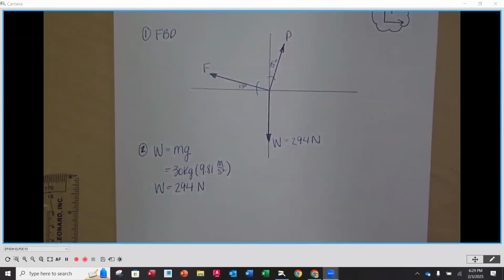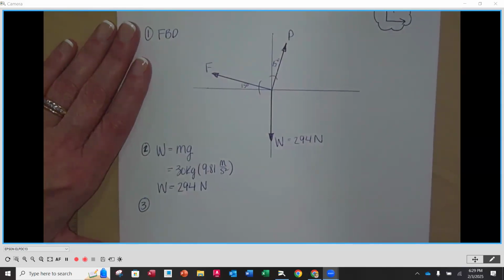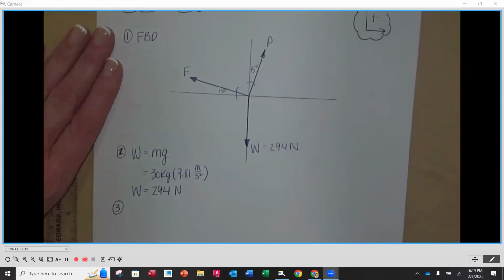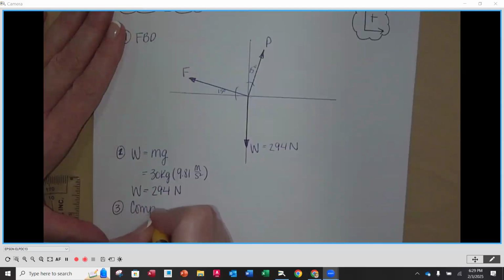All right, next step. What do you think we're going to do? Do we have any forces that are not on the X and Y axis? Yep. So what do we need to do with those? Starts with a C. Virtually, if you want to chime in, you can either put it in the chat box or let me know. What's our step number 3? Starts with a C, ends with onents. Calculate the components, exactly. So we're going to do components next.